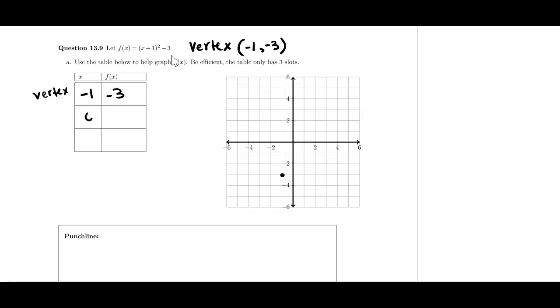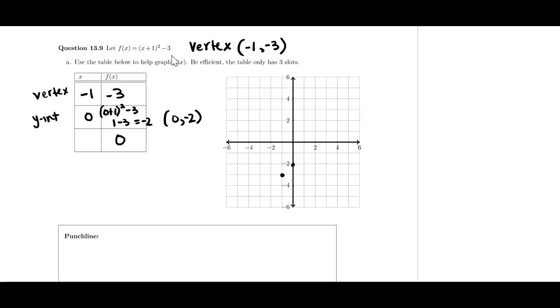But we also could find the x-intercepts and the y-intercepts. So for the y-intercept, we let x equal 0 and solve for y. So if we put 0 in place of our x there, 0 plus 1, all squared, minus 3. So 1 squared is 1, minus 3 gives me -2. All right, so here's my y-intercept. So over 0, down 2. Looks like about there. Okay, and right now this does not look like a parabola. Look at that, it almost looks like a straight line. So we've got to plot some more points.